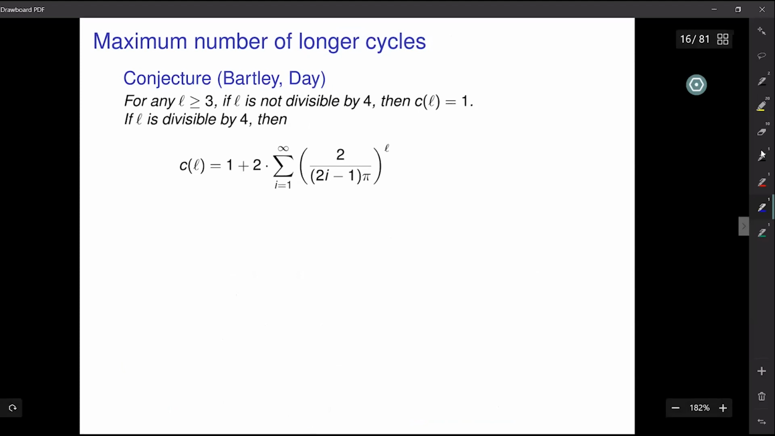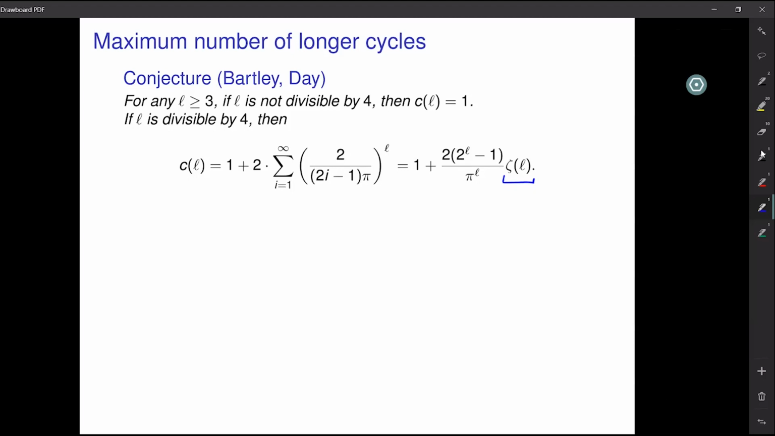The second conjecture is saying that the number is this ugly summation. We can express it using the Riemann zeta function. Basically, the idea is that this is quickly tending to 1, so it's something like 1 plus 2 over pi to the power of L. Okay, why this ugly function?